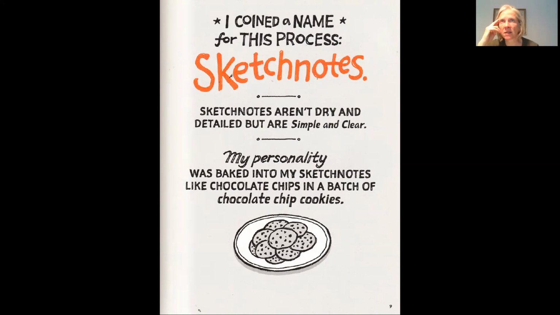And they're not dry and detailed. Like I said, you haven't written down every single thing, but they're simple and clear. You can quickly page back through them and remember certain things, because you will remember drawings more than you will looking through all of the text to try and find one little element that you noted down during the talk. And it's interesting because they become individual. They're not generic handwriting on a page, but they become individual to you as a person. He says his personality is baked into his sketches, like chocolate chips in a batch of chocolate chip cookies.